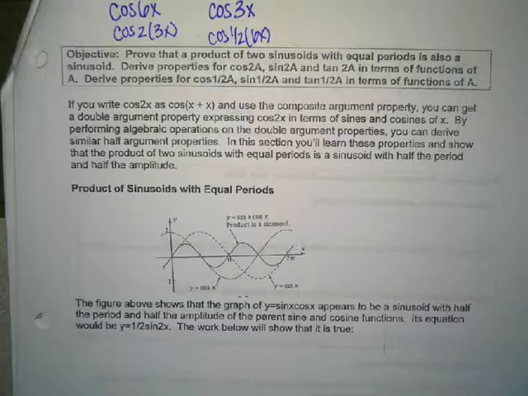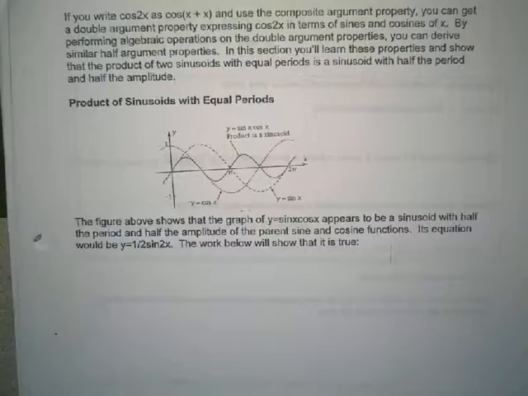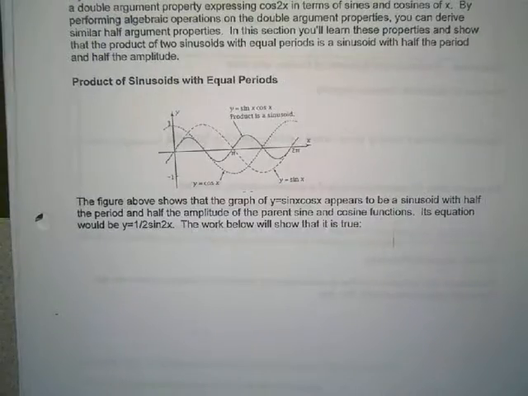So in this section, we're going to learn these properties, or at least use them, and show that the product of two sinusoids is a sinusoid with half the period and half the amplitude, which we've already done a little bit of work with, but this is just digging a little bit deeper. All right, so for this one, the figure above shows the graph of y equals sine x cosine x. It appears as a sinusoid with half the period and half the amplitude of the parent sine and cosine.